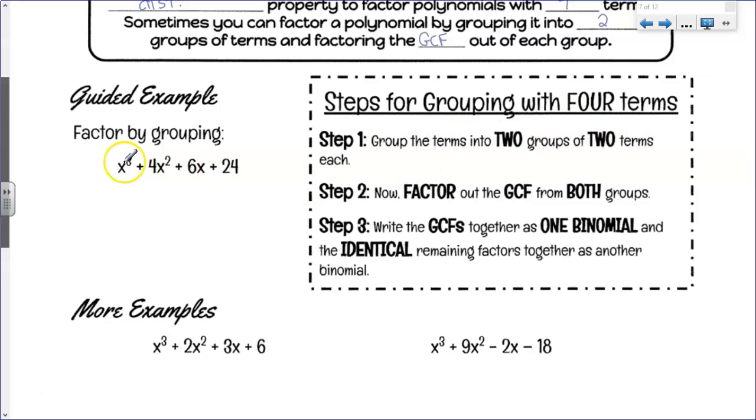Normally, 90% of the time, you can just group the first 2 terms and the last 2 terms. You always want to have a plus between them. We'll do an example in a few minutes that has a minus, and I'll show you what to do, but you always want to keep a plus there. Then you look at the first 2 terms and ask what the GCF of both of them is.